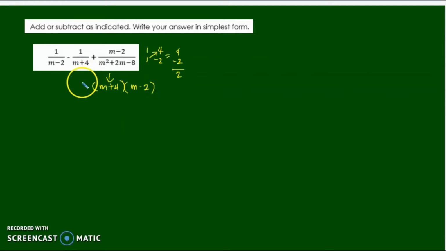So now, what is the LCD? So the LCD now is, we have here m minus 2, m minus 2. So that one, since it's common, so first and third, that one will be taken as 1. So that one is m minus 2. And also m plus 4, will be taken as 1. So that is m plus 4. So therefore, the LCD is the quantity of m minus 2 times the quantity of m plus 4.